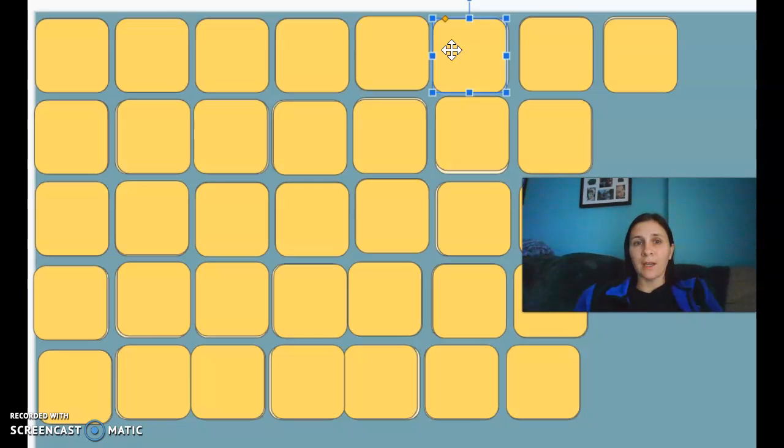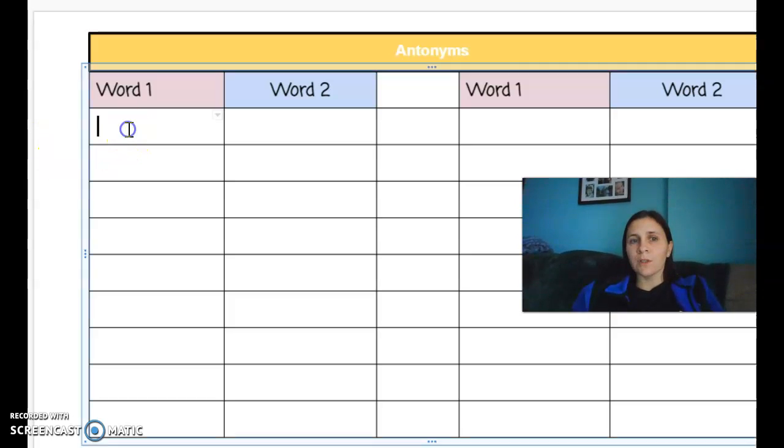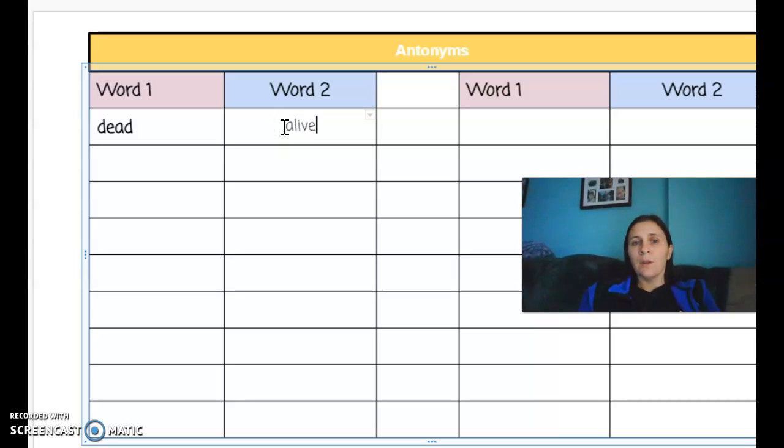If you find a match of antonyms, then you have a second screen that you will go to, and you and your partner will both type in words for the antonyms that you find. So if I find a match, and let's say maybe dead and alive is my match, I would put it here, word 1 and word 2, and then my partner would also type that in on their screen. So every time we find a match, it doesn't matter who finds it, we both type it in.